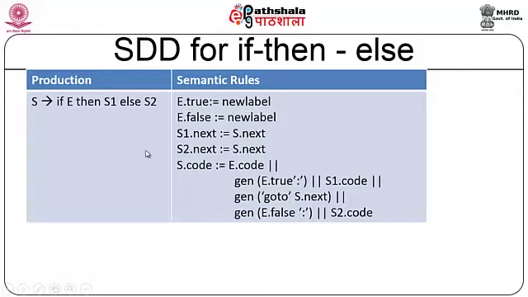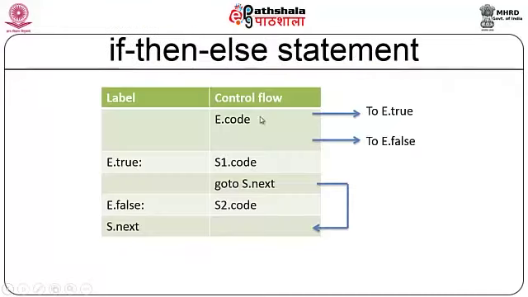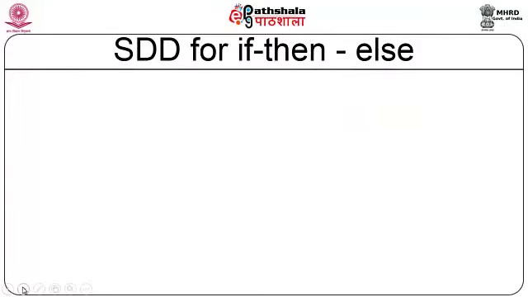Now, how should the code be generated? You can recall the previous diagram. Generate first E.code, then you generate two new labels, then you evaluate S1.code. Then you do a gen of goto S.next and then you evaluate S2.code. That should be your sequence. So, that is what we have here.